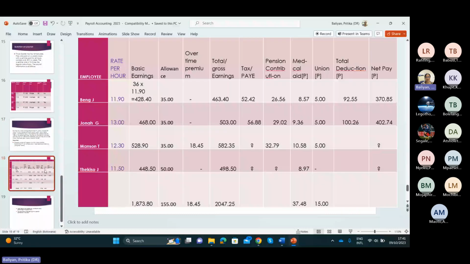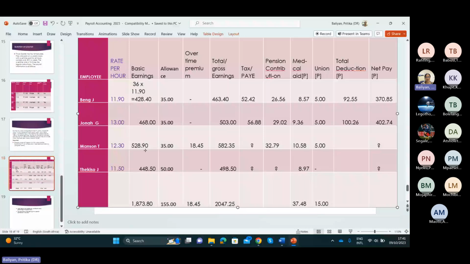So first of all, we calculate his basic pay. He worked a total of 43 hours. 43 times his rate of payment, 12 pula 30 thebe, is 528.90. Then the allowance is 35. You understand how we get 528 pula and 90 thebe? It is for all 43 hours, right?